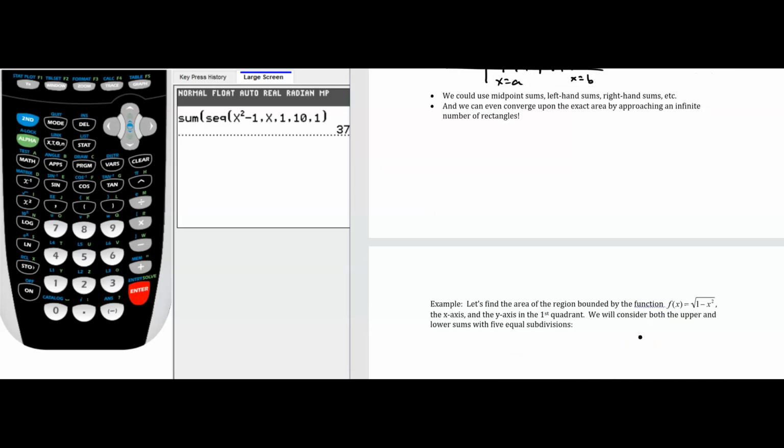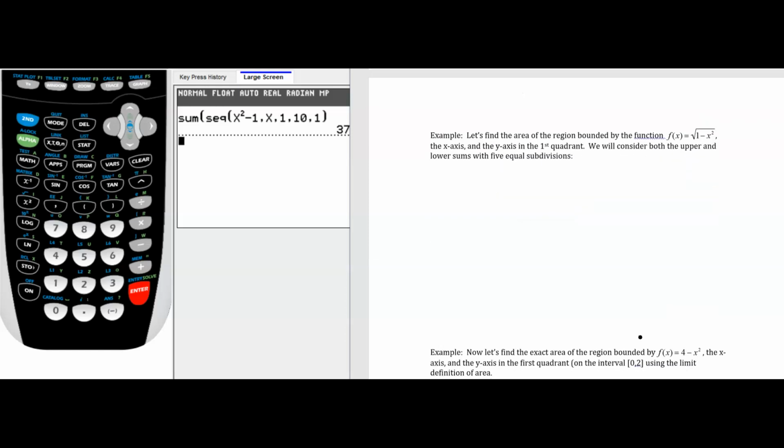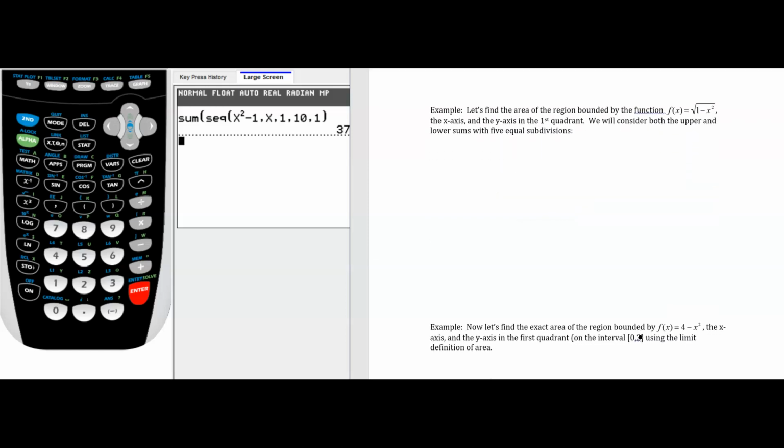I'm actually going to come back in the next video to the notes here that were on the bottom of the previous page. But right now we're going to talk about this example. Let's find the area of the region bounded by the root of 1 minus x squared, the x-axis, and the y-axis in the first quadrant.